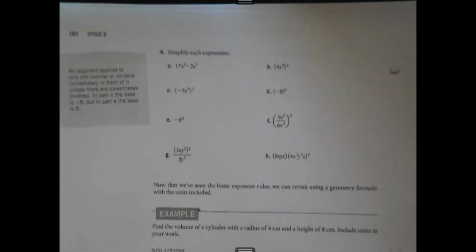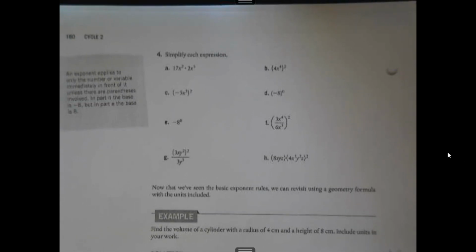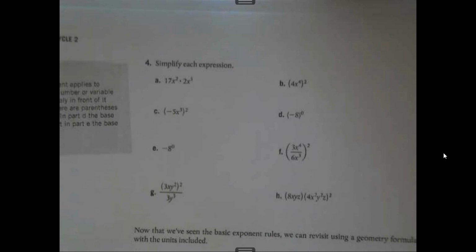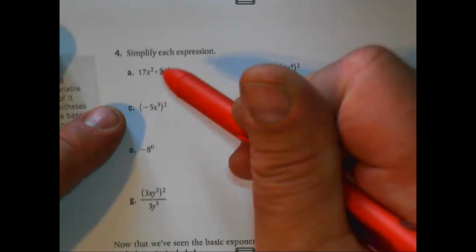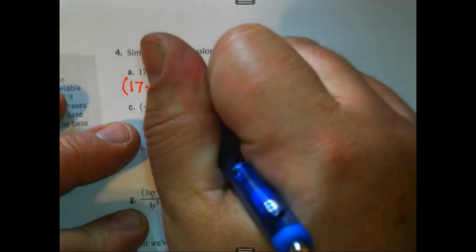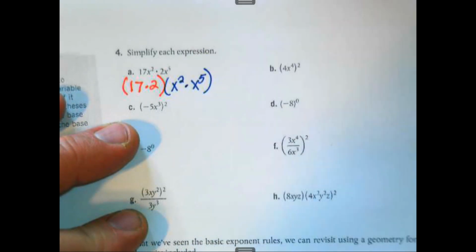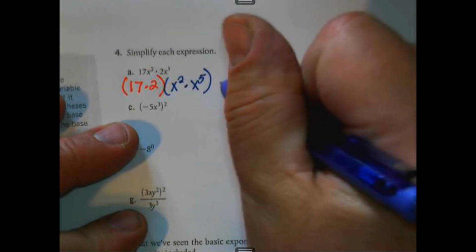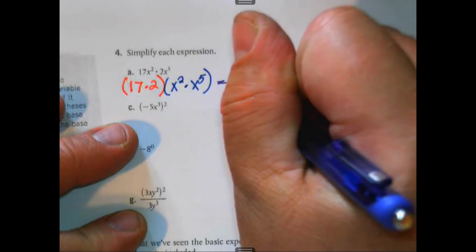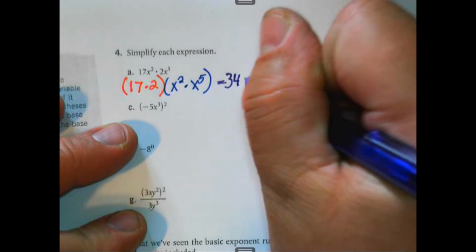Okay, number 4. So we're going to do some simplification. Sometimes it's easier to regroup these into x's, y's, and numbers. Here I have all multiplication. My numbers, I have 17 times 2. My x's, I have x squared times x to the 5th. You don't have to regroup them. I think it's just easier to do. 17 times 2 is 34. The x's are being multiplied, so we add the exponents.